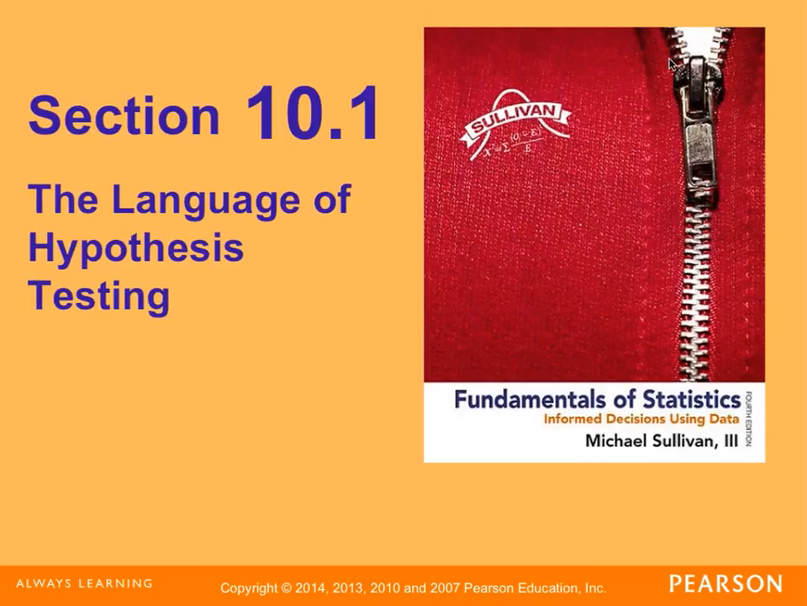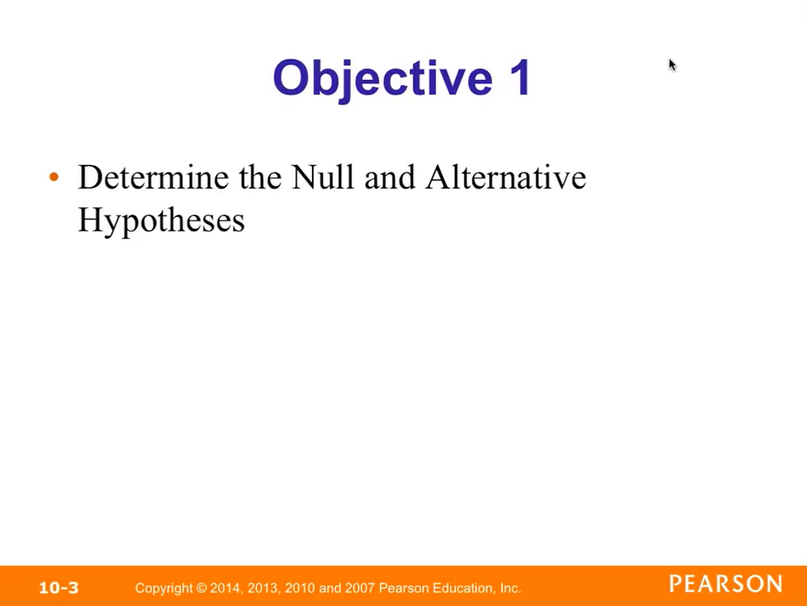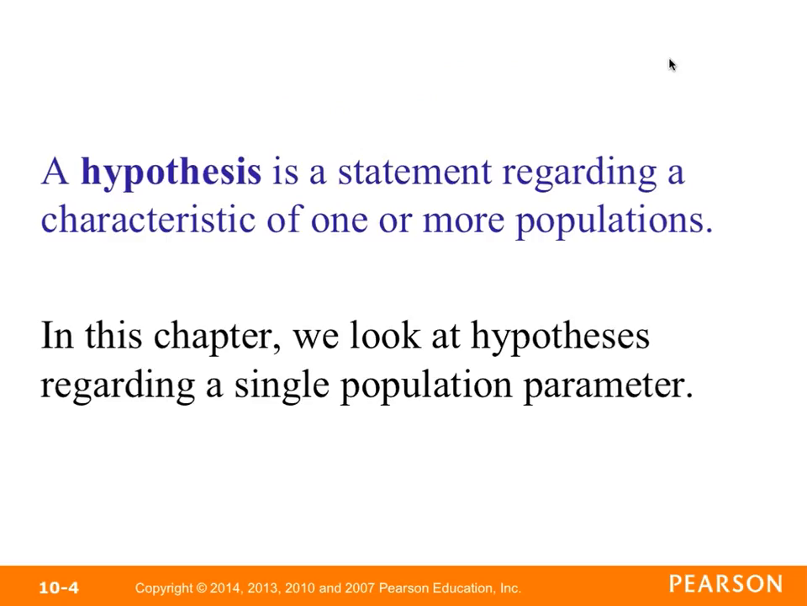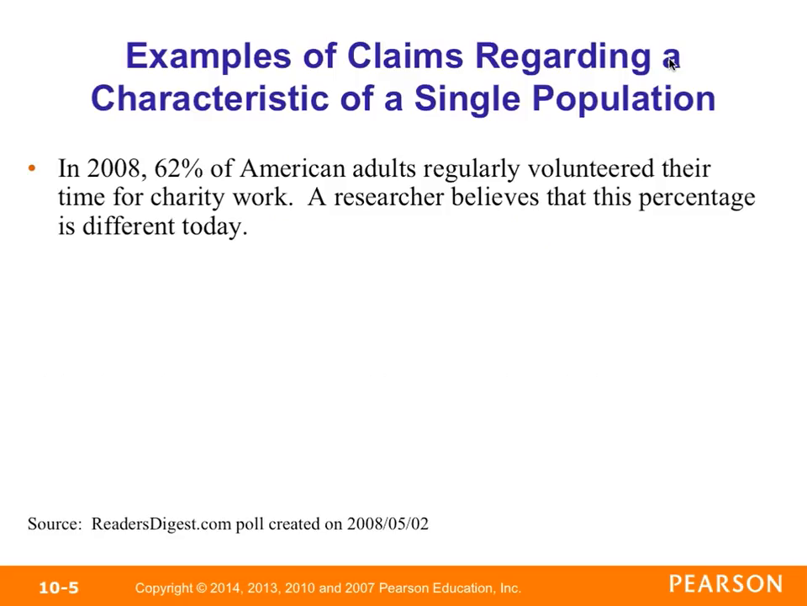The first thing we want to do is talk about the language of hypothesis testing. The first objective is to be able to determine what's called the null and the alternative hypotheses. You probably have heard of a hypothesis before, probably in science classes, and it's just a statement regarding a characteristic of the population. In this particular chapter, we're going to look at hypotheses regarding a single population parameter.